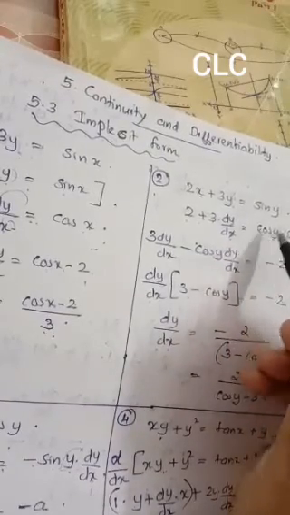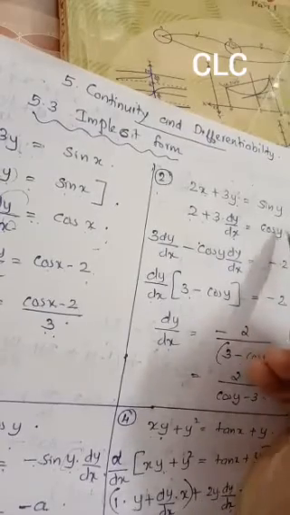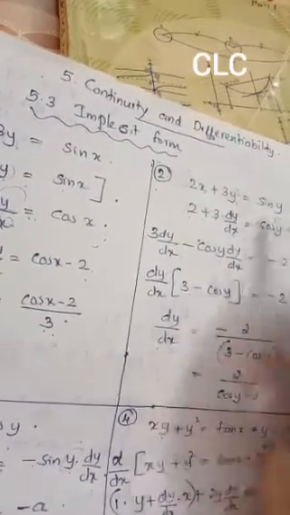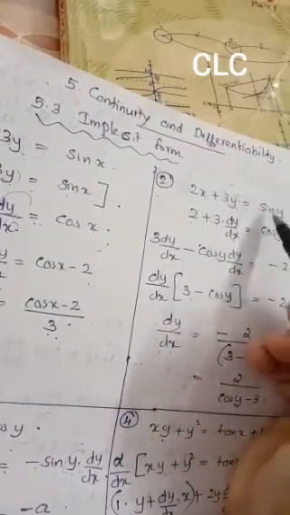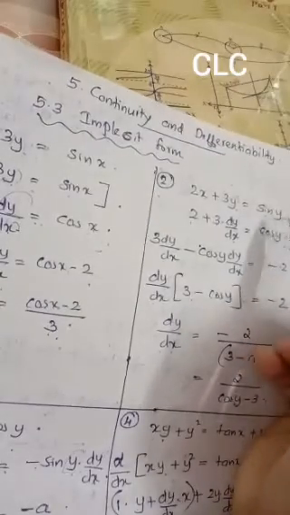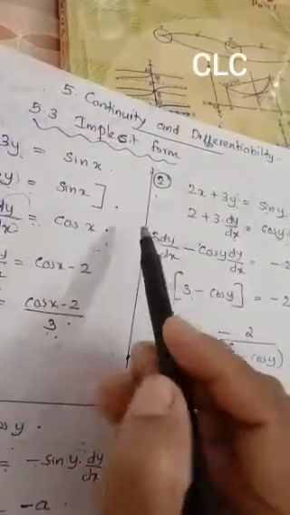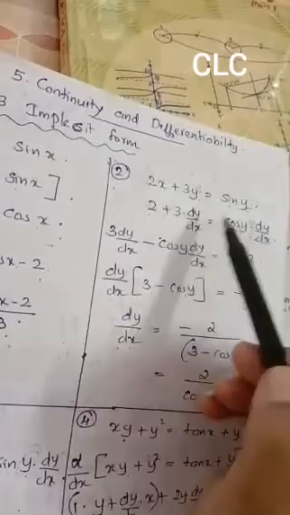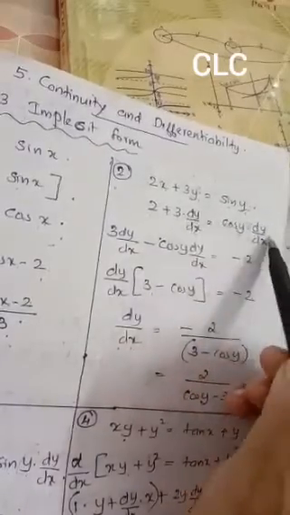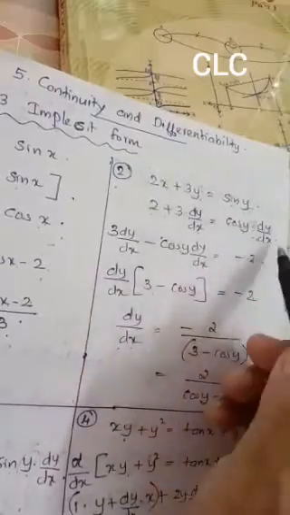The derivative of sin y is cos y. What is the derivative of y? dy by dx. Why are we taking the derivative of y? Because y is actually taking the position of x. So if you don't find x, you have to take the derivative of y. Now let us look at how many dy by dx terms there are. 2 terms are there. So take those 2 terms together, and the other term will go to the right hand side.